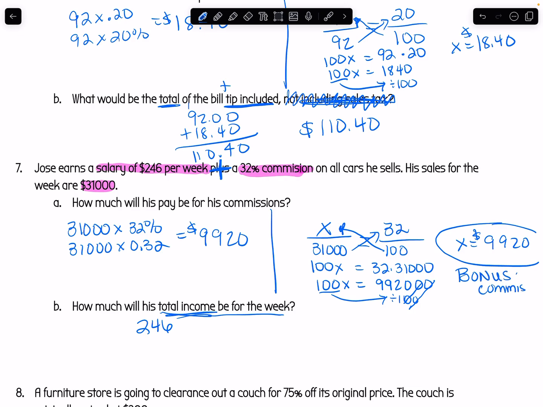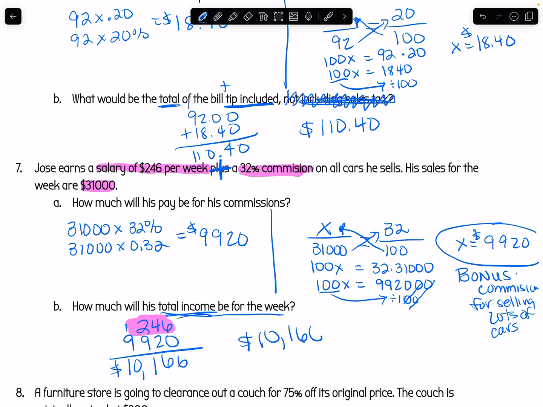commission for selling lots of cars. So this means that he gets this amount of money down here. Plus he gets his, and I'm going to line him up, $9,920. So the dude makes a lot of money. Dude, again, he makes $10,166 in 1 week. I need that job. Sales can make good money, I can say that much. Okay.